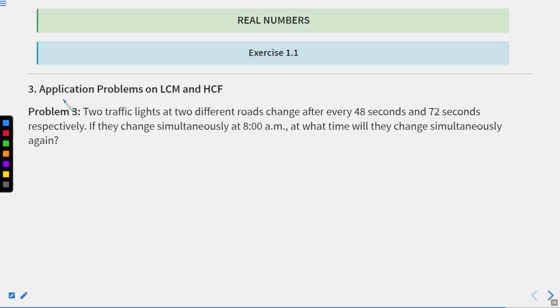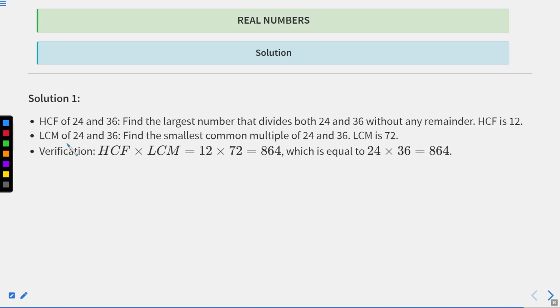And then the next one, application problems on LCM and HCF. Two traffic lights at two different roads change after every 48 seconds and 72 seconds respectively. If they change simultaneously at 8 a.m., at what time will they change simultaneously again? So problem 1, solution.